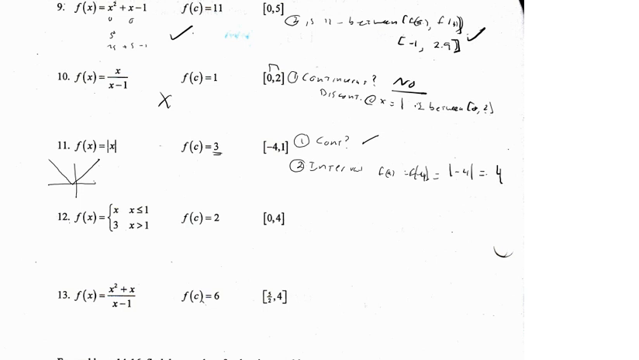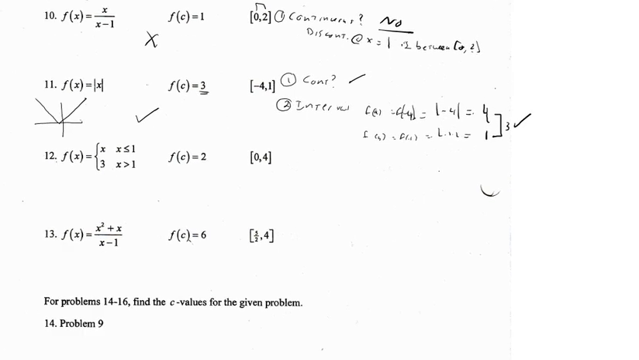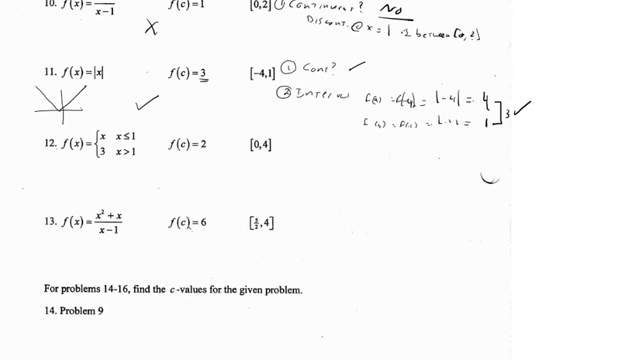Let's see. Number 12. Does the intermediate value theorem guarantee a value of 2 on the interval from 0 to 4? Do your two checks. This one's a little strange. It's a piecewise function. What does that look like? Piecewise function.